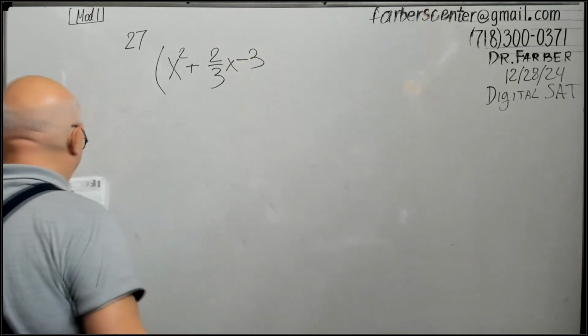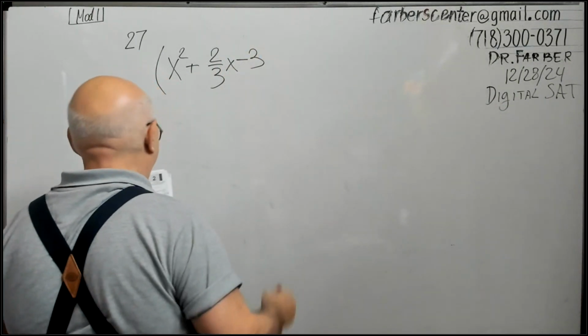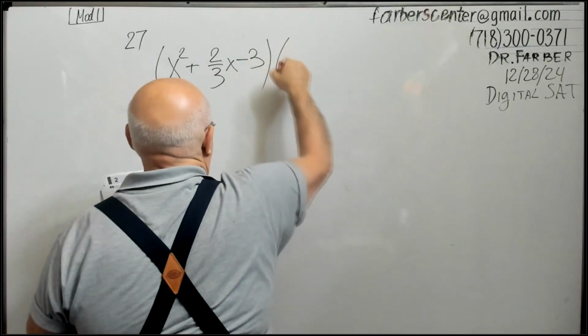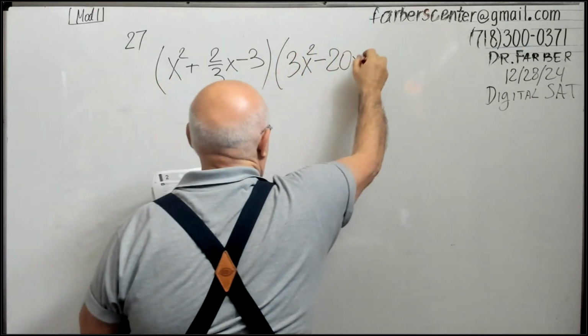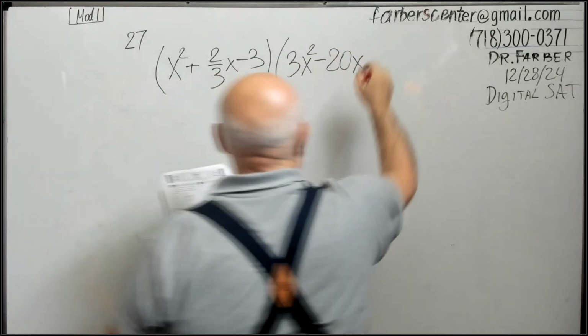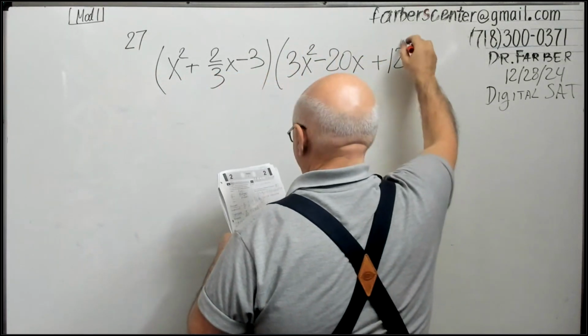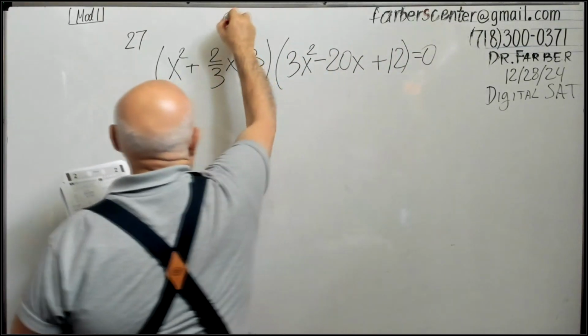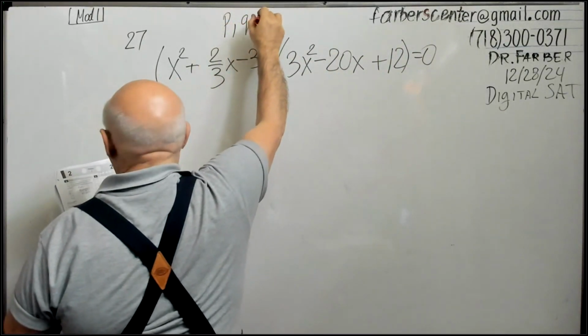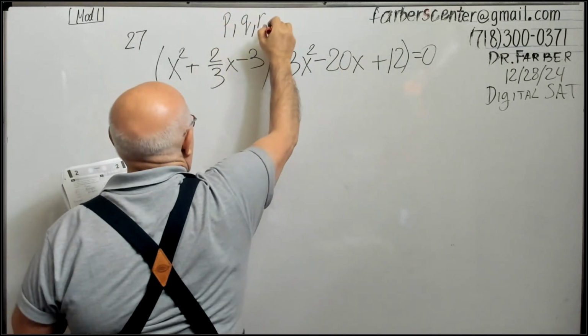-3 times 3x squared minus 20x plus 12 equals 0, and have p, q, r as solutions.